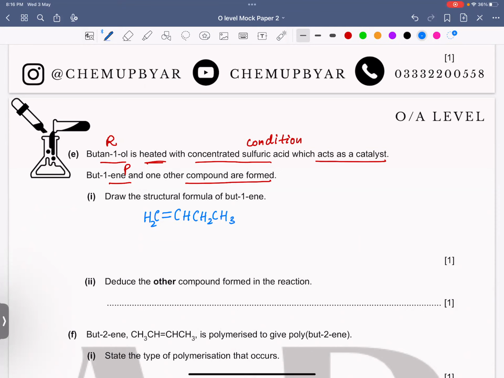Now, what they are asking: name the other compound formed in this reaction. Who can tell me what the other compound is? Water.